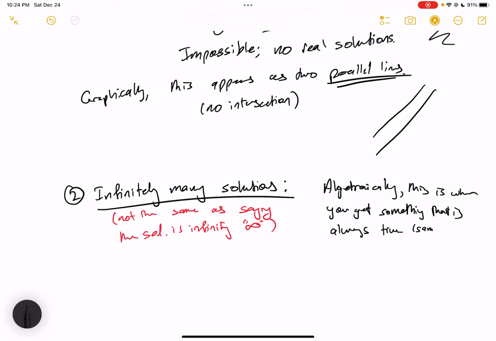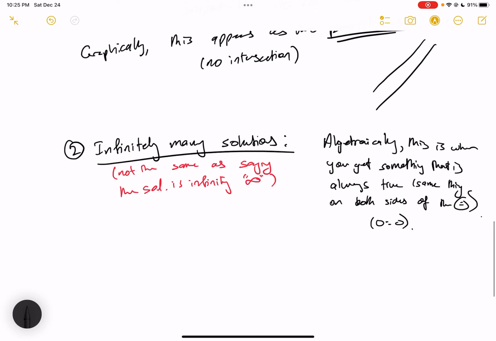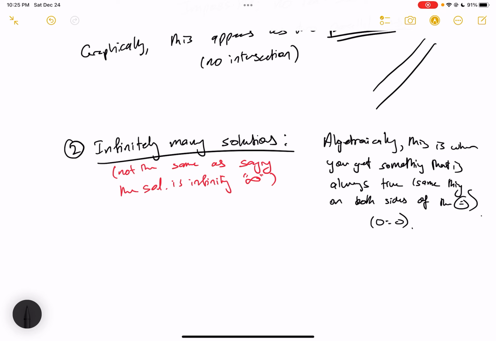So same thing on both sides of the equal. Usually you want to end up with like a 0 over 0 just to be safe, but we can identify same things on both sides sooner if we so choose.